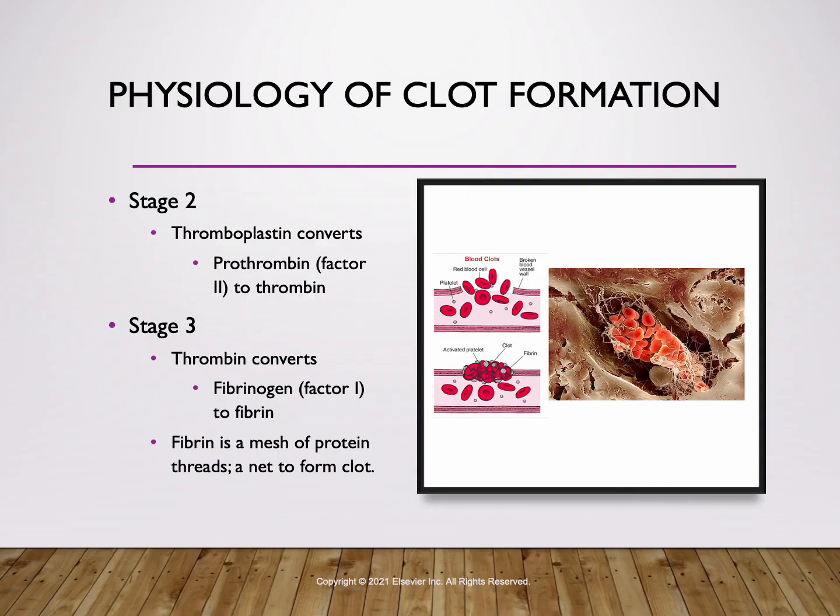So now that we have a better understanding of what occurs during stage 1 of the clotting process, we're going to turn our attention to stages 2 and 3. And put simply, in stage 2, the thromboplastin from stage 1 that we made is going to convert prothrombin, which is factor 2, to thrombin. All right, so thromboplastin converts prothrombin to thrombin. In stage 3, thrombin converts fibrinogen, which is factor 1, into fibrin. And this is what's going to create a clotting net like the one you see here on your screen.